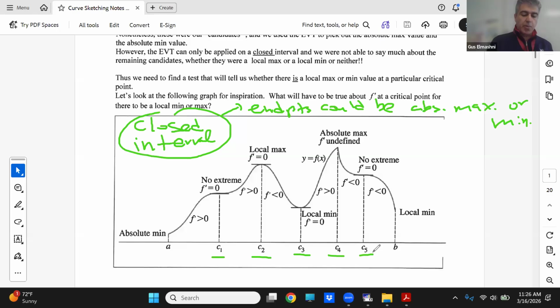What's happening at the first critical point? What happens to the derivative before and after? Does it change sign? If C1 does not change sign, there's no sign change. So what's happening? It rises, plateaus, rises. So the derivative's definitely 0 here, but is it a peak? No. Is it a low point? No. How can I tell analytically? The derivative doesn't change sign.